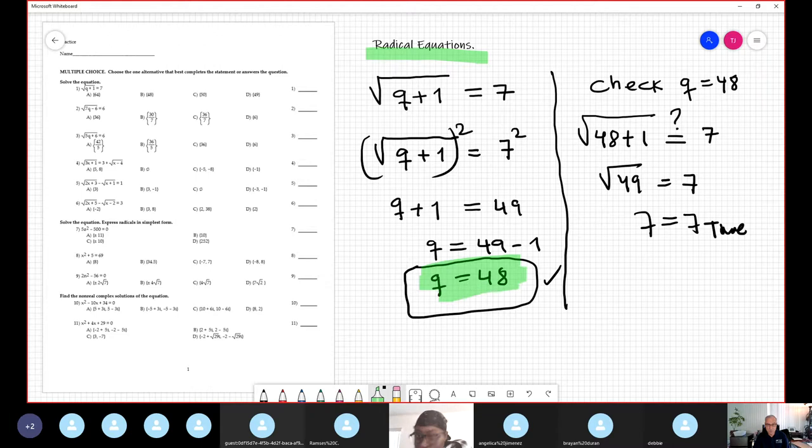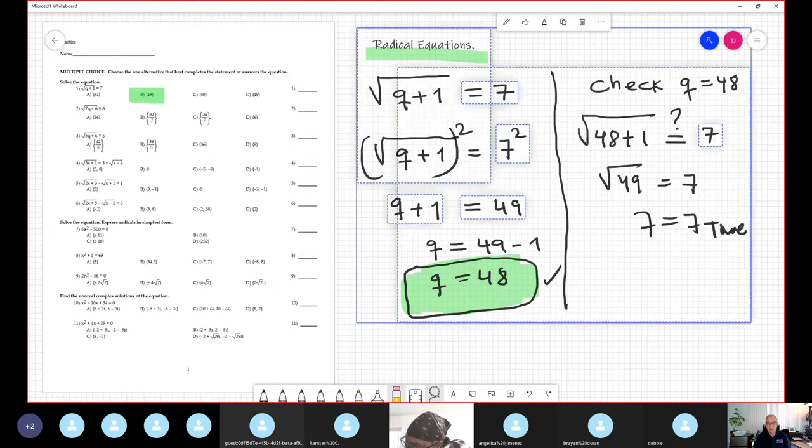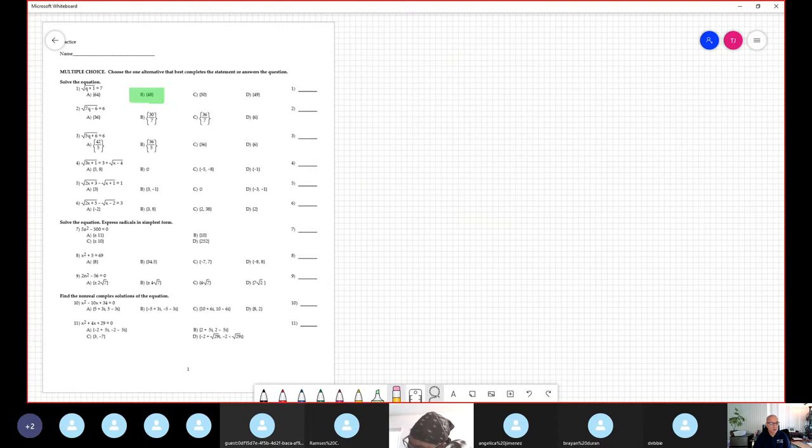Do you understand the basic idea of a radical equation? Sometimes it's easy when you have only one radical, but sometimes it's not easy when you have two radicals. Let's move on to example 2: the square root of 7q minus 6 equals 6, where q is again the variable.